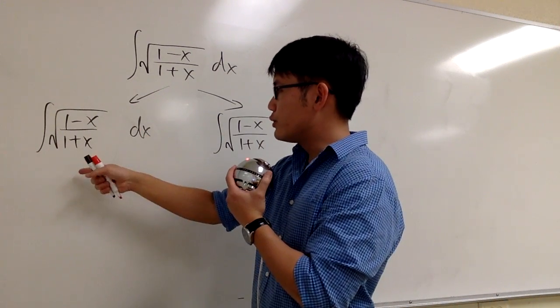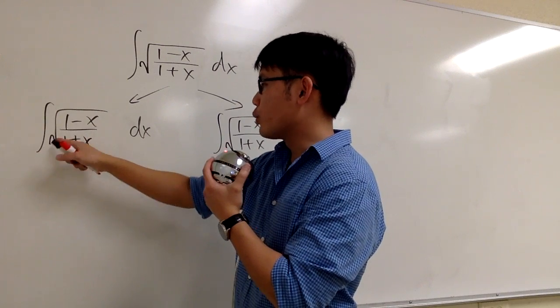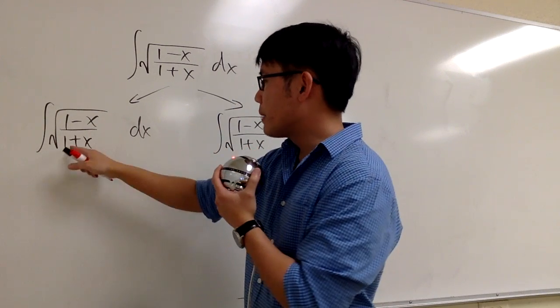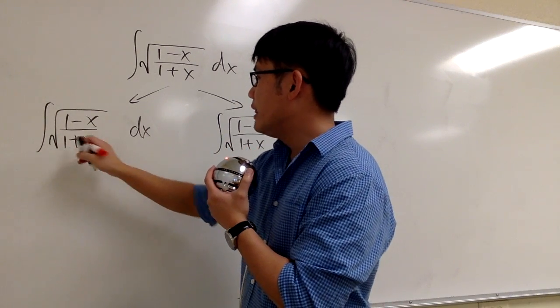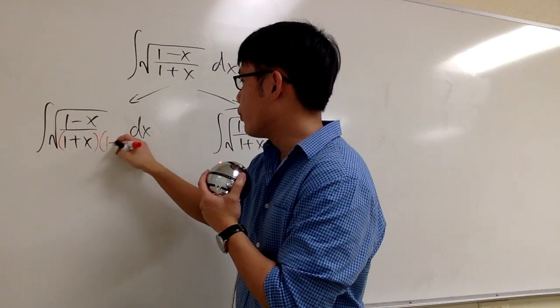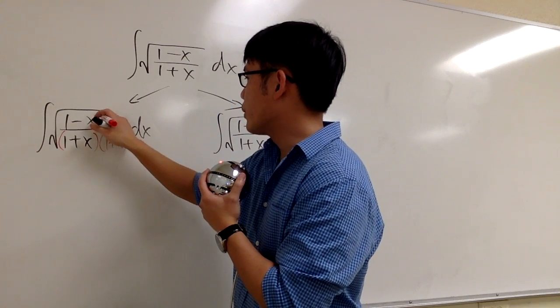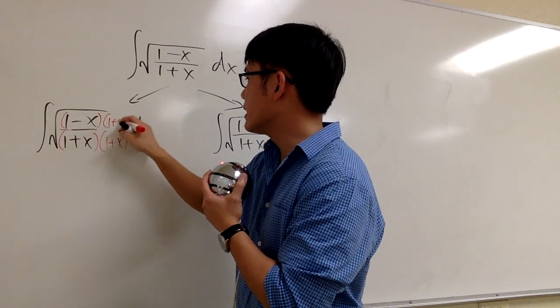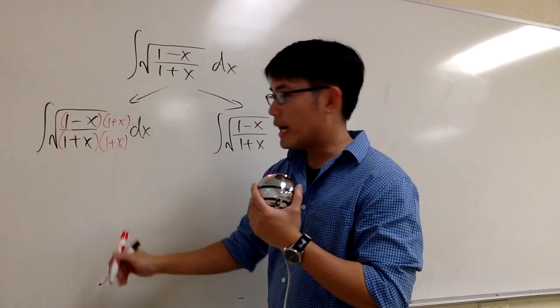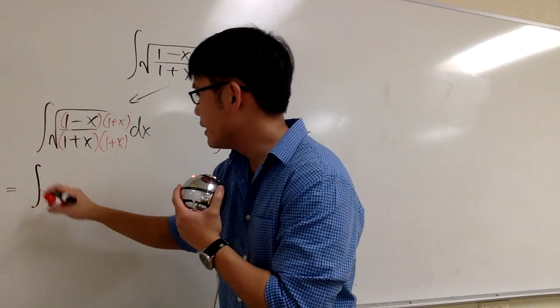In the first situation, I don't want to have a square root on the denominator, but this is 1 plus x. Let me multiply by itself, 1 plus x, and I will do the same on the top, 1 plus x. And if I do that, as you can see, this is going to be the integral.